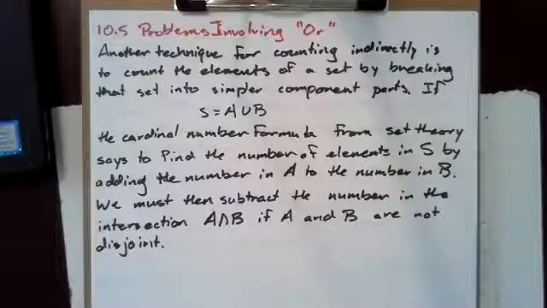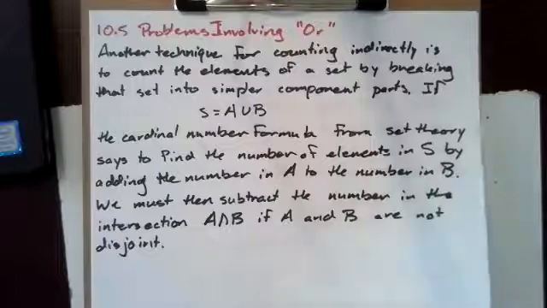In this video, we will discuss problems involving OR. Another technique for counting indirectly is to count the elements of a set by breaking that set into simpler component parts. If S equals A union B, the cardinal number formula from set theory says to find the number of elements in S by adding the number in A to the number in B. We must then subtract the number in the intersection A intersect B if A and B are not disjoint.